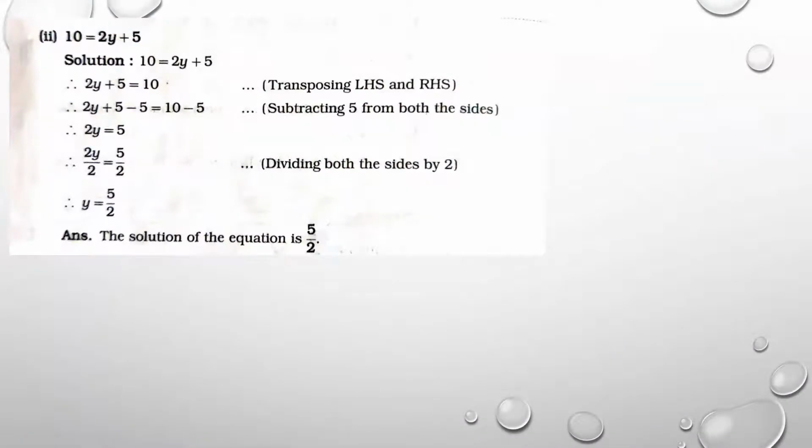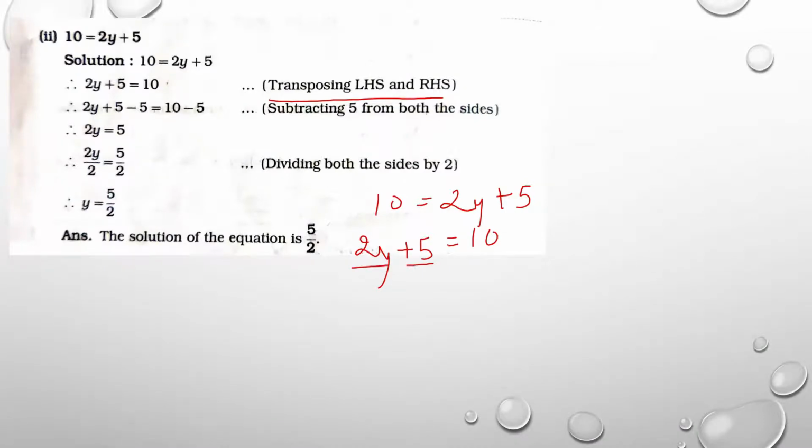In the next sum, 10 is equal to 2y plus 5. Now first step is you have to transpose the LHS to RHS. Transposing means you exchange the sides. So 2y plus 5 you will write on the left hand side and 10 you will write on the right hand side. Okay. So now you want to find the value of 2y. You have to remove this plus 5. So what you will do? To remove this plus 5, you will subtract both the sides by 5.